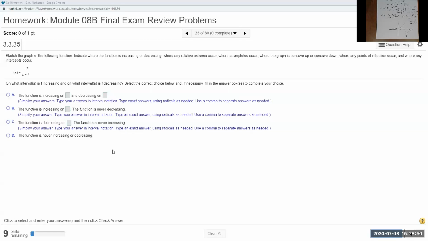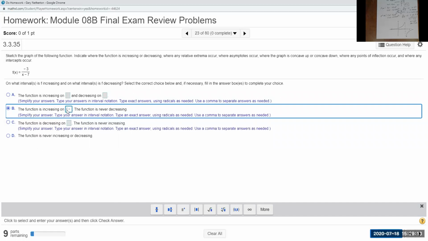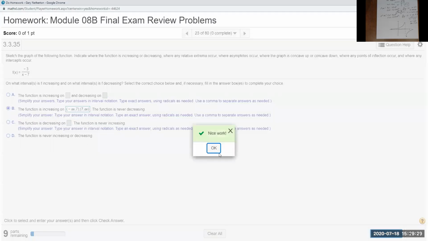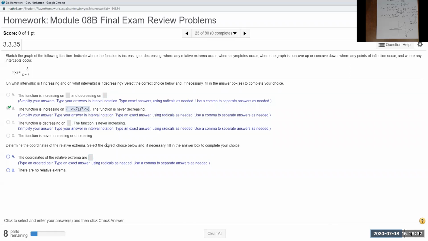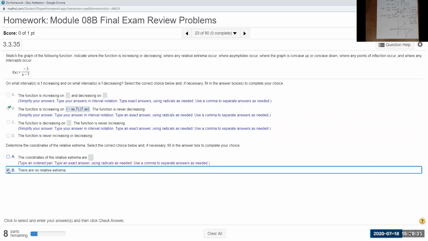So the first question, function increasing, decreasing. We said increasing 2 intervals. So I got to look for the one increasing and never decreasing. And it's increasing from negative infinity to 7. And then also from 7 to infinity. Relative extrema, maxes and mins. We found out there are none.